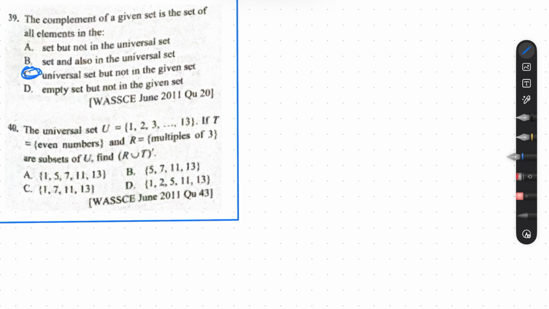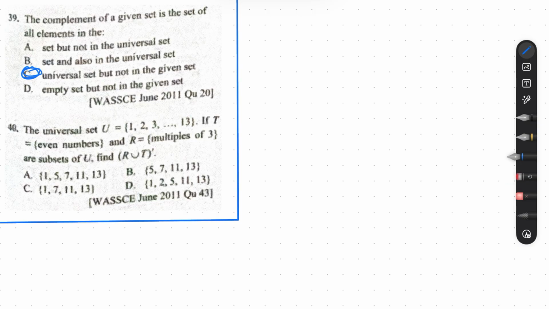Cool. Let's go to question number 40. Question number 40 says the universal set U is 1, 2, 3 up until 13. So 1, 2, 3, 4, 5, 6, 7, 8, 9, 10, 11, 12, 13. Okay, that's a universal set. It says if T is a set of even numbers and R is a multiple of 3, they are all subsets of this universal set, then find R union T complement. Okay, so first we need to write down all the sets. Let's write down all the sets, then we know what we are dealing with.